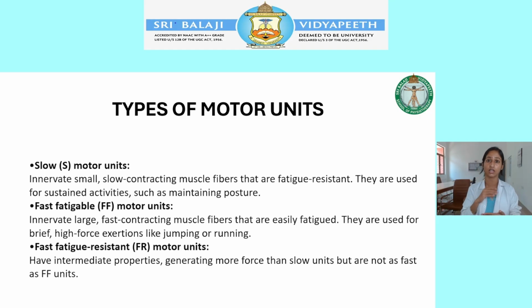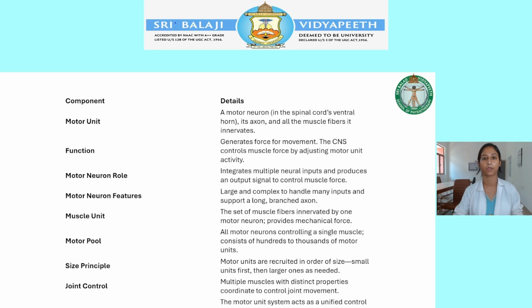And the last one is fast fatigue resistant motor units. They have intermediate properties. They generate more force than the slow unit, but are not as fast as the fast fatigable motor units. These three are the types of motor units. Now we'll see a basic review of the motor units.